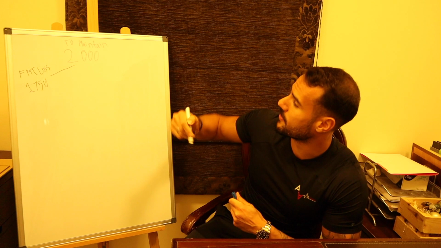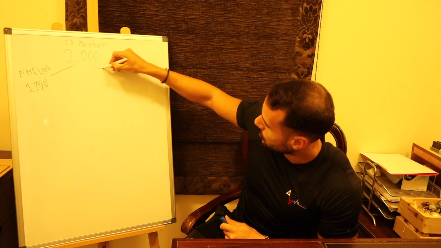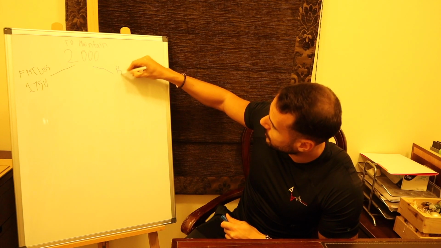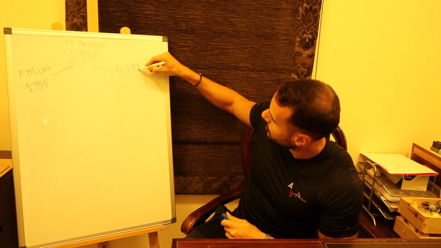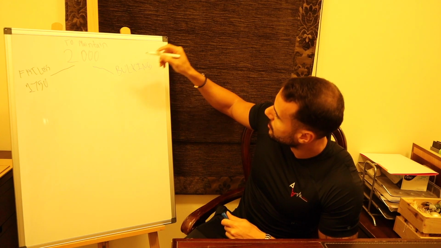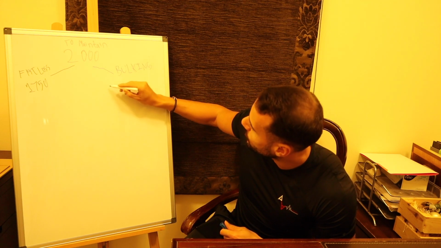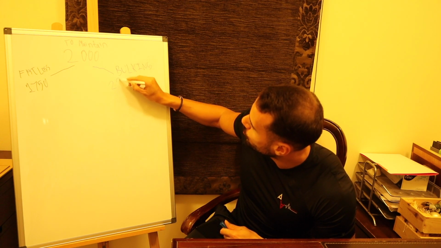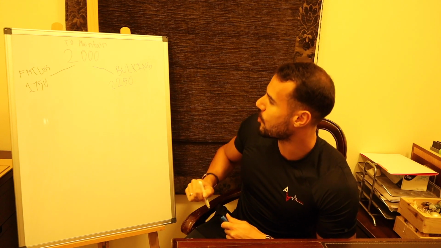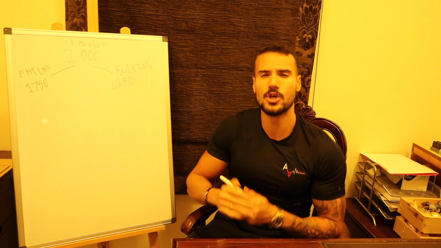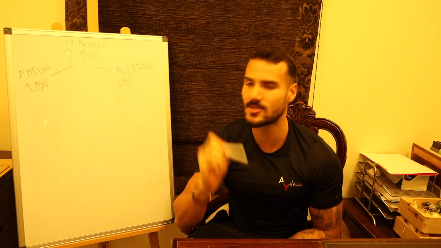So for bulking, that's 2000, so I'm gonna go with 2250 calories. All right, so I determined that part.